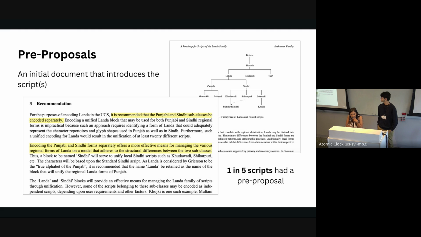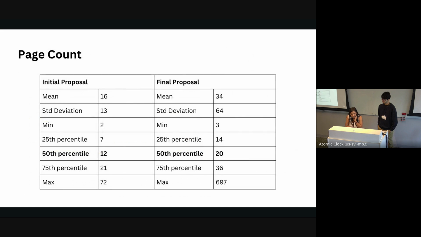So we found that about 1 in 5 scripts from the whole set that we looked at had a pre-proposal, which was a higher percentage than we were expecting, 20%. Okay, looking at page count now, you can see that the page count of proposals hovers around 12 pages for the initial proposal, and then tends to grow by about 50% by the final proposal, ending up somewhere between 15 and 36.